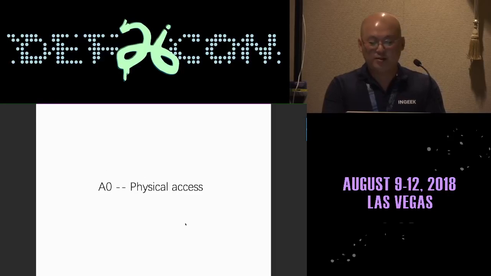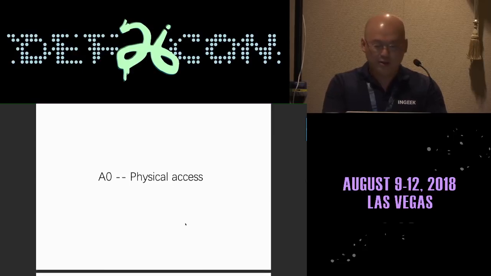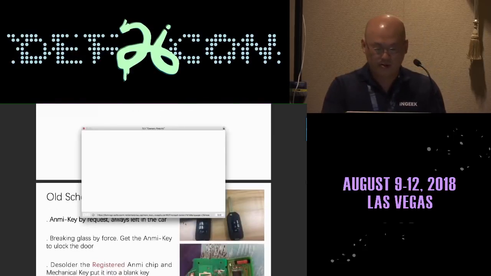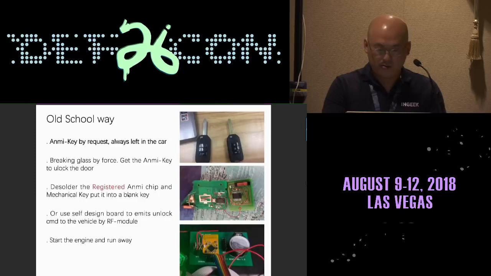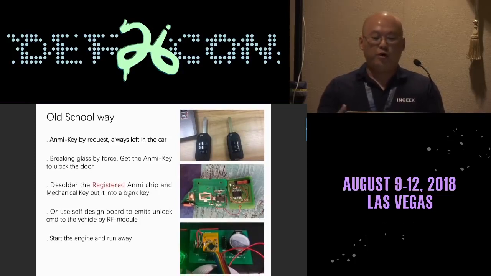The first thing we can do is try some physical access, right? Okay, so here's the thing. We can always do it the old school way. Now remember, the AmiKey by request has to always be left in the car. So thieves can break your glass, and they get your key, since your key is inside. However, you cannot pair it with your AmiKey yet.